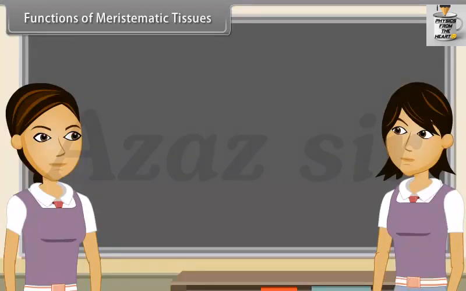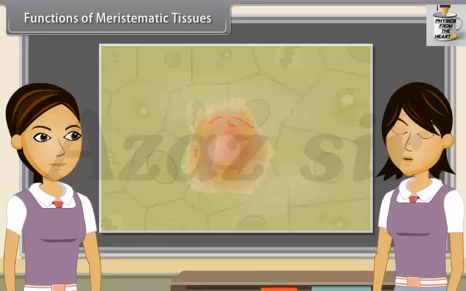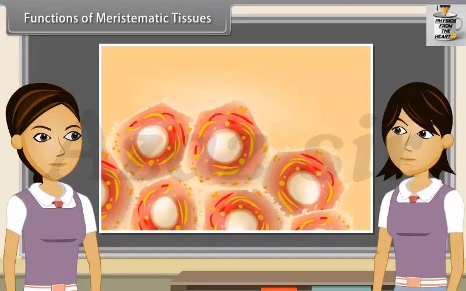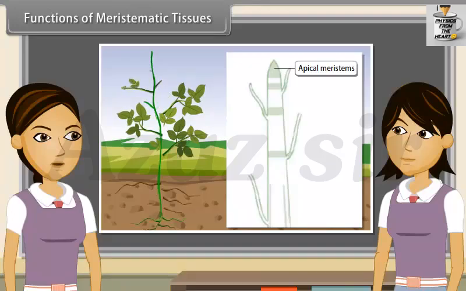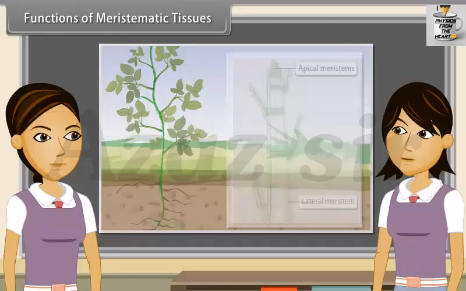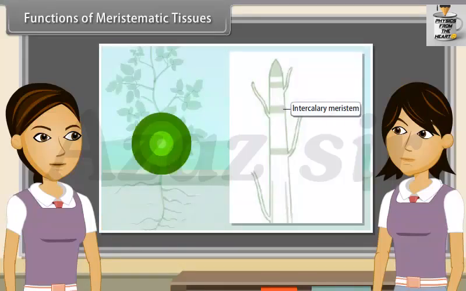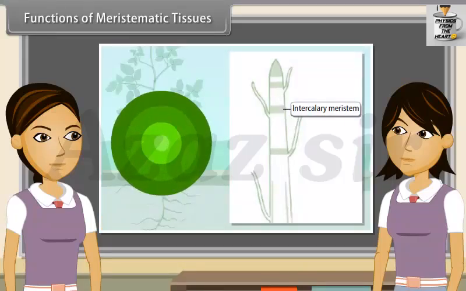Functions of meristematic tissues. The main function of meristematic tissue is formation of new cells continuously. Apical meristem increases the height of the plant due to elongation of the root and stem. It is also called primary growth. Lateral meristem increases the diameter of the plant. It is also called secondary growth. Intercalary meristem increases the length of the organ.